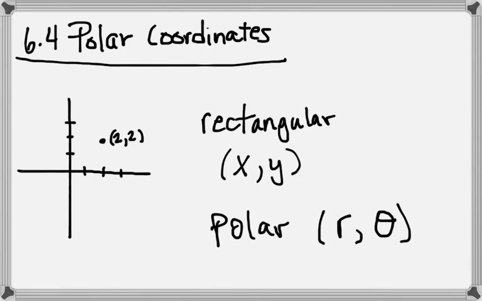Section 6.4 starts talking about polar coordinates. I want to connect this to something that you already know, which is rectangular coordinates. We've been working with X and Y. You go left so many, you go down or up so many. And if I told you 2, 2, you would know exactly I need to travel 2 to the right and 2 units up to get to wherever I'm going to go.